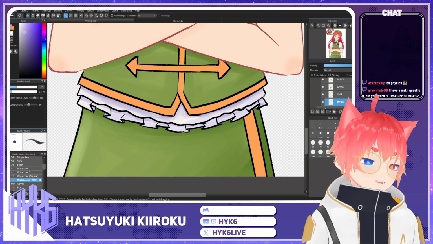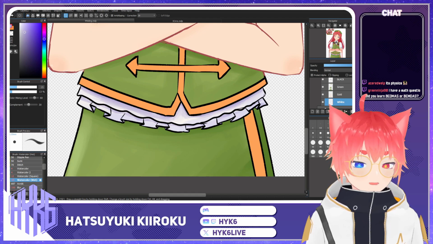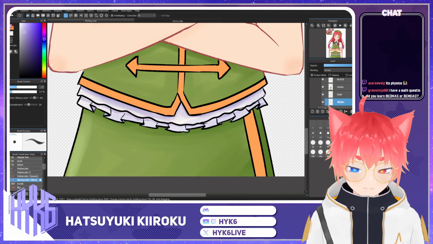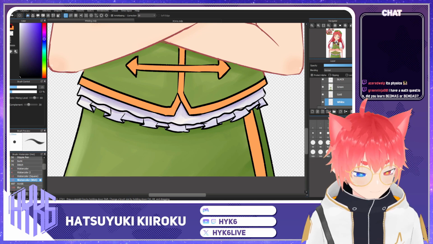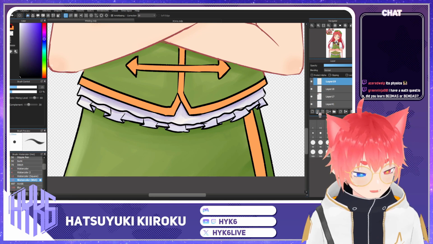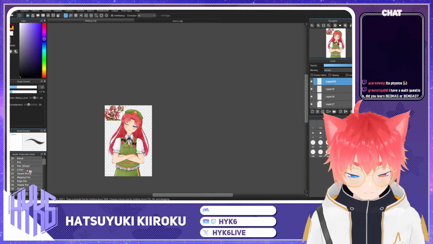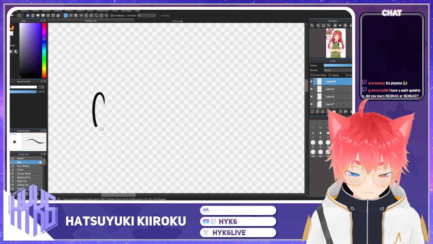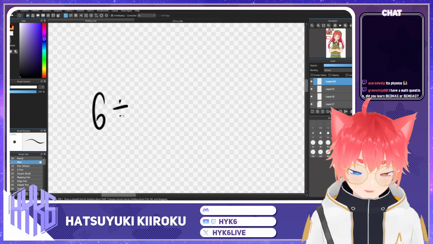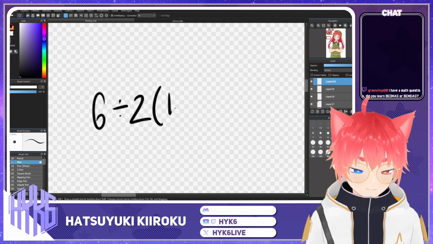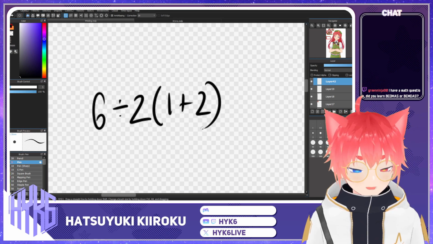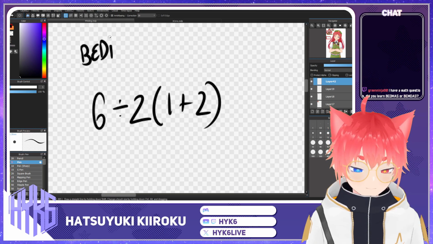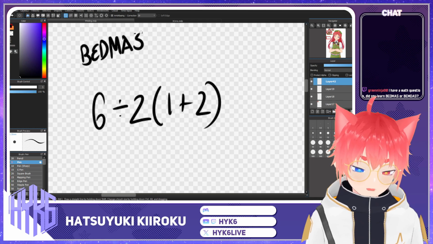PEMDAS. Yes, PEMDAS is the correct one. You see, people are saying that PEMDAS is the right one, but it actually doesn't matter in the slightest. Alright, let's talk about it. I saw a thing on Twitter recently where people were confused with the question. I believe the question was 6 divided by 2(1 plus 2). So let's say you apply PEMDAS. Oh yeah, by the way, the answer is 9.